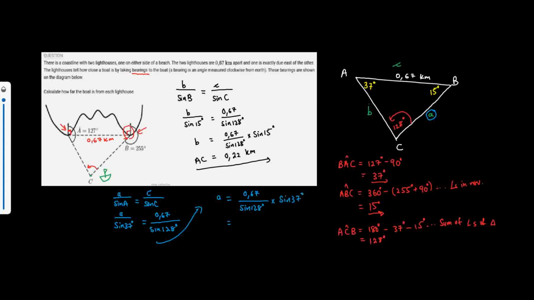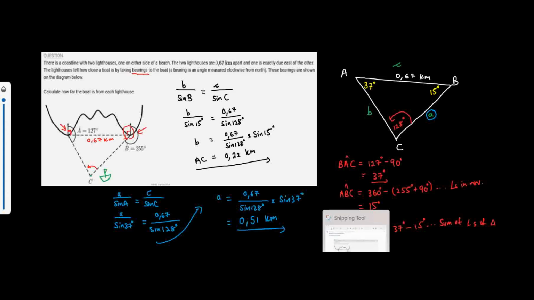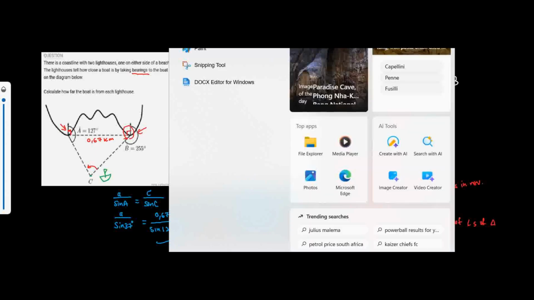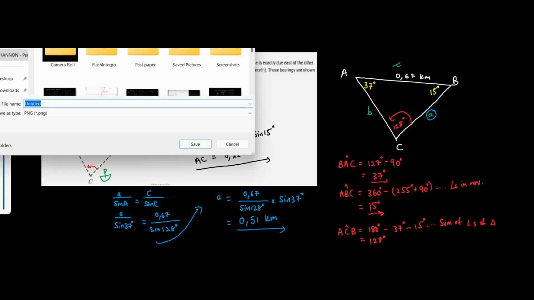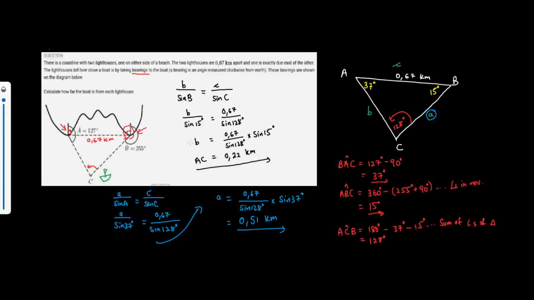So what is the length of A? Let's use our calculator. And we have 0.15 kilometers. Okay, so that is basically the sine rule. What I want to do is I want to quickly save this. Now that being said, let's quickly move on to the cosine rule, and then we'll end up from there.